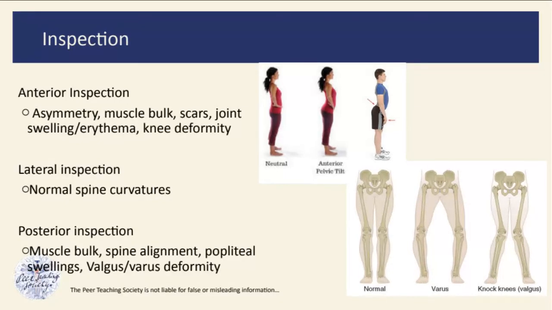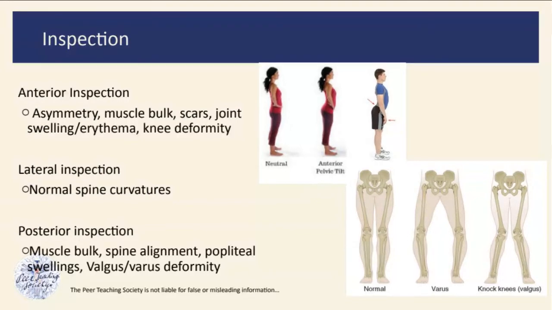So you're moving around the patient. You're going from the front, then you're moving to look at the patient from the side. And you want to see if they have the normal spine curvature. So a normal lumbar lordosis, thoracic kyphosis, and then again the cervical lordosis, as is normal. And then you go on to posterior inspection.